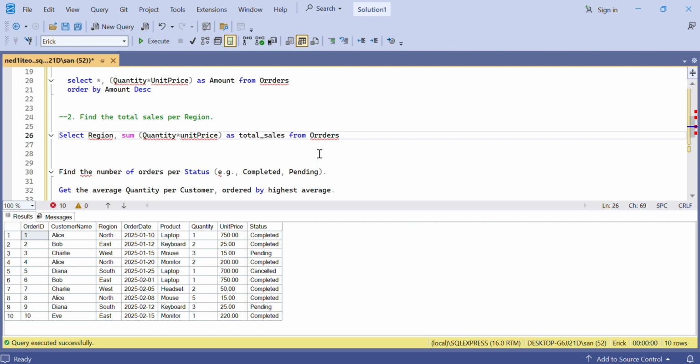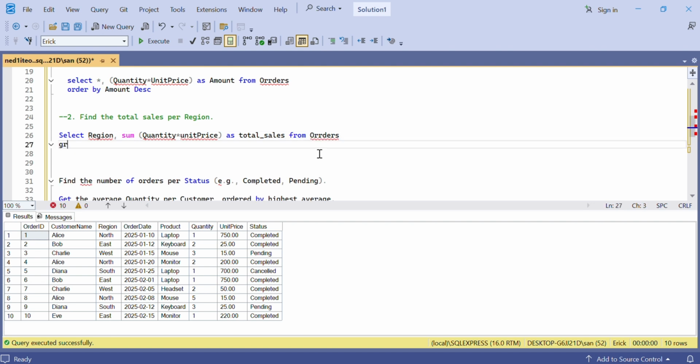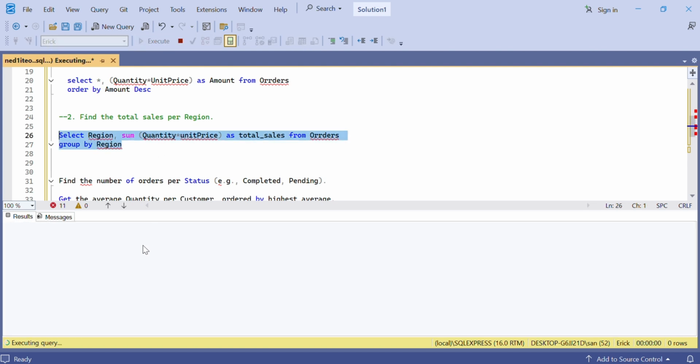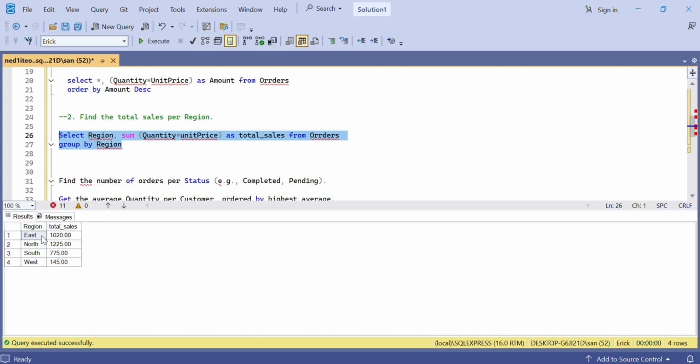And then this one will have to group by region, because we are finding the total sales per region. So if you run this, you can see East region, it has total sale of this. North region, it has a subtotal sale of this, and so on. Also, we can decide to order the region based on the total sales.